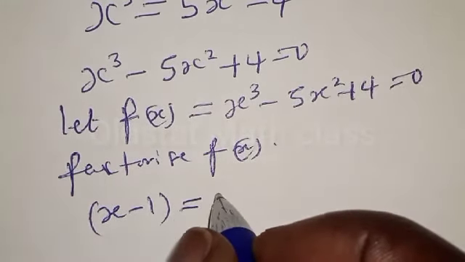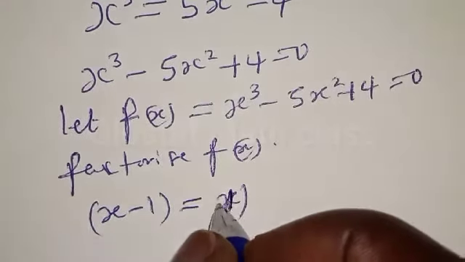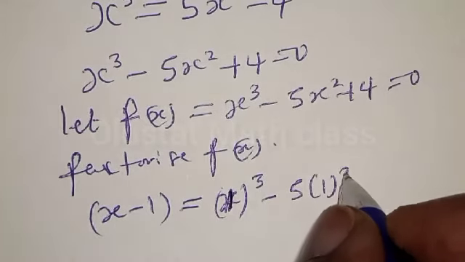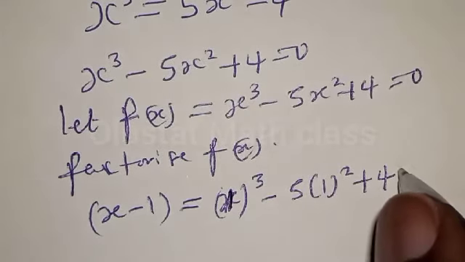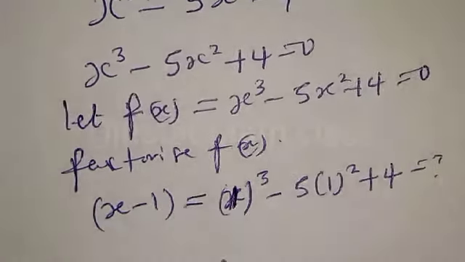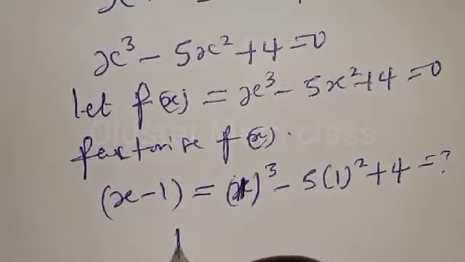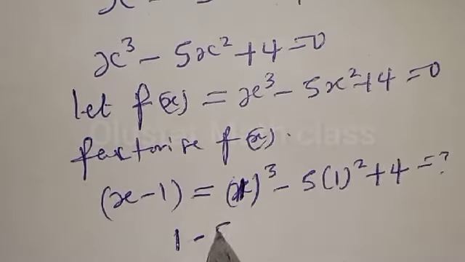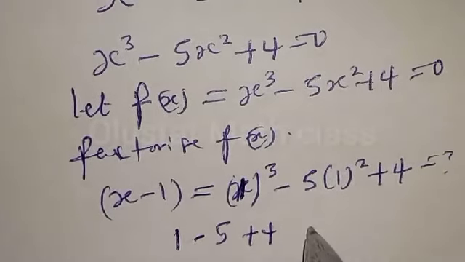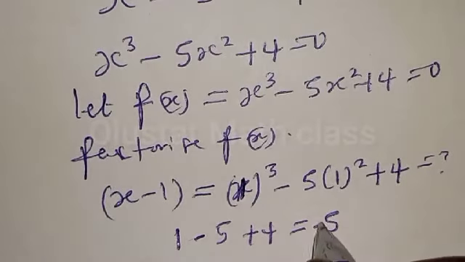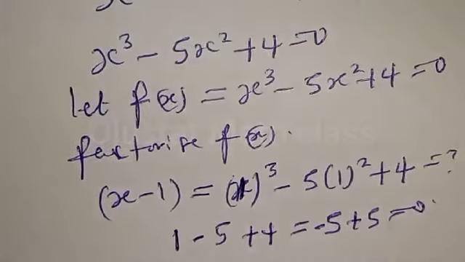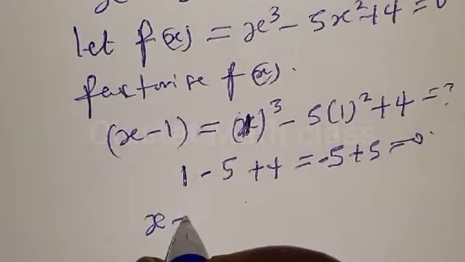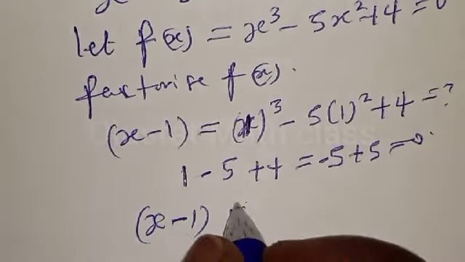Then we have 1 cubed minus 5 into 1 squared plus 4. Let's see if it will be equal to 0. Then we have 1 cubed, that is 1, then minus 5 times 1 squared, that is 1 times 5, that is 5, plus 4. Which is equal to what? 1 minus 5 plus 4, which is equal to 0. Therefore, x minus 1 is a factor.